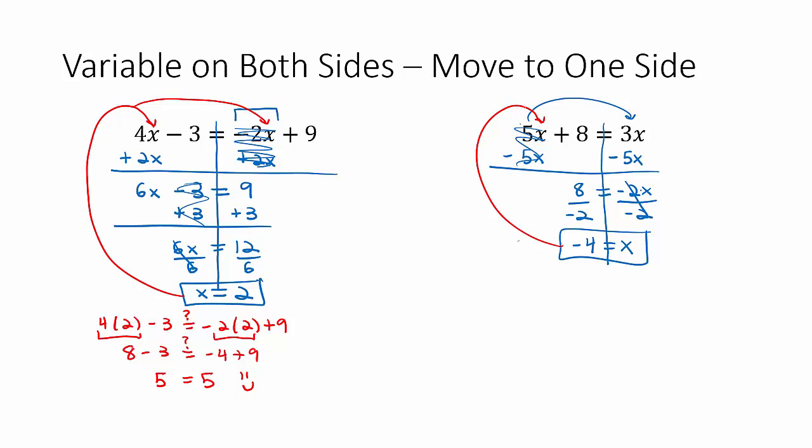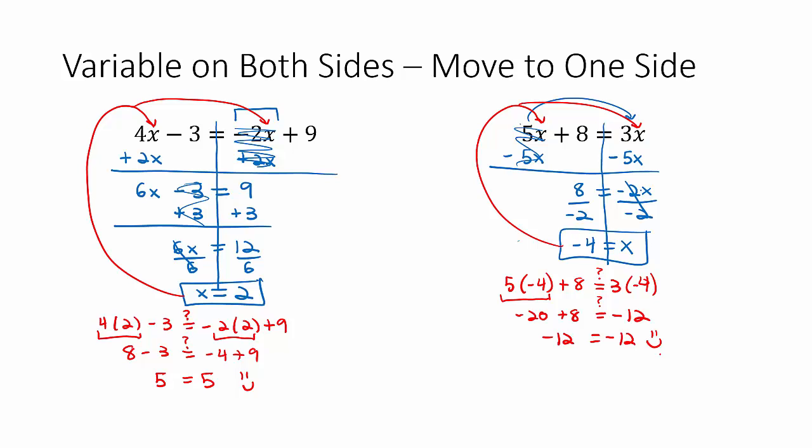Let's test it by plugging it into both the x's. So we had 5 times x, or 5 times negative 4, plus 8. Hopefully that'll equal 3 times x, or 3 times negative 4. 5 times negative 4 is negative 20, plus 8. Hopefully that'll be equal to 3 times negative 4, which is negative 12. And sure enough, it is. Negative 20 plus 8 is negative 12. I'm happy with my answer.